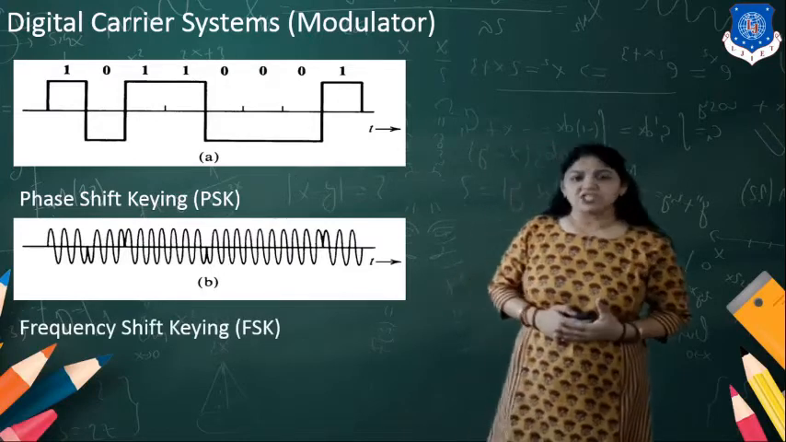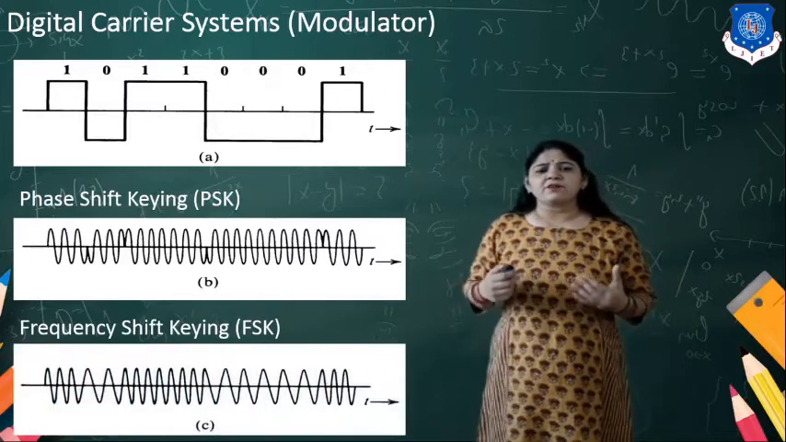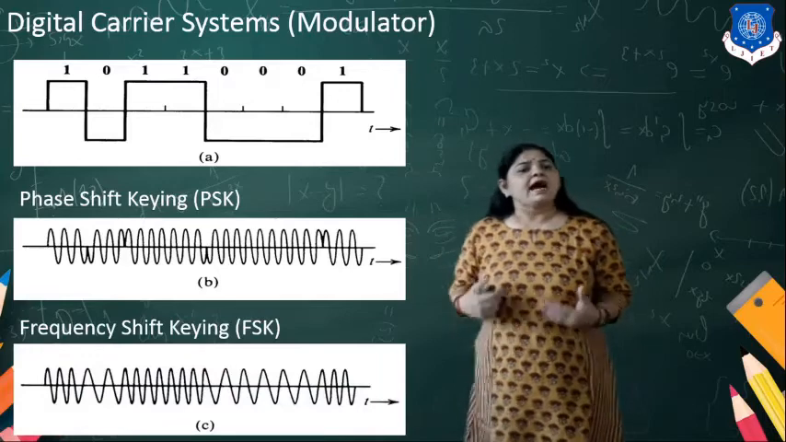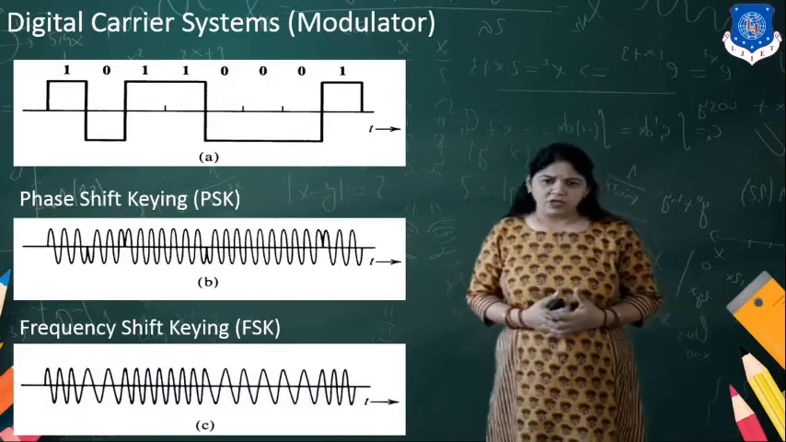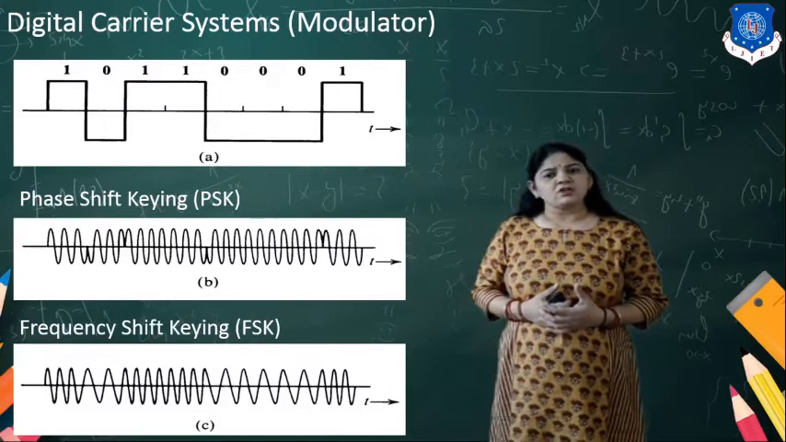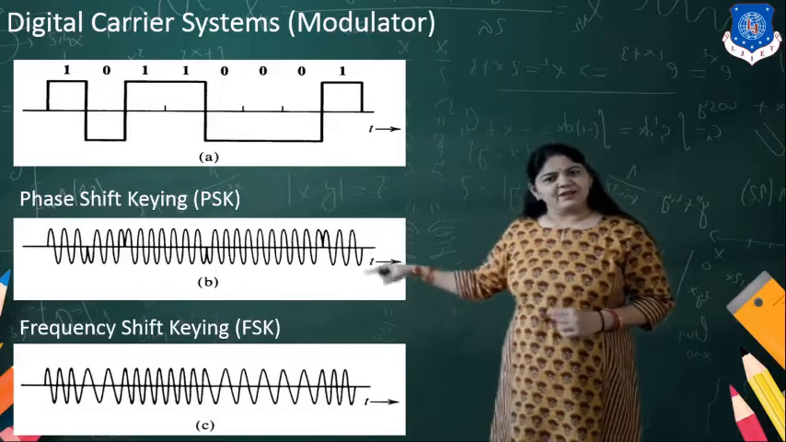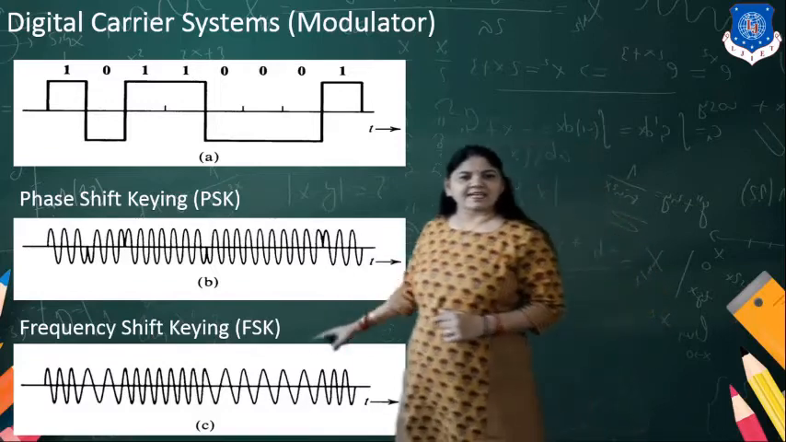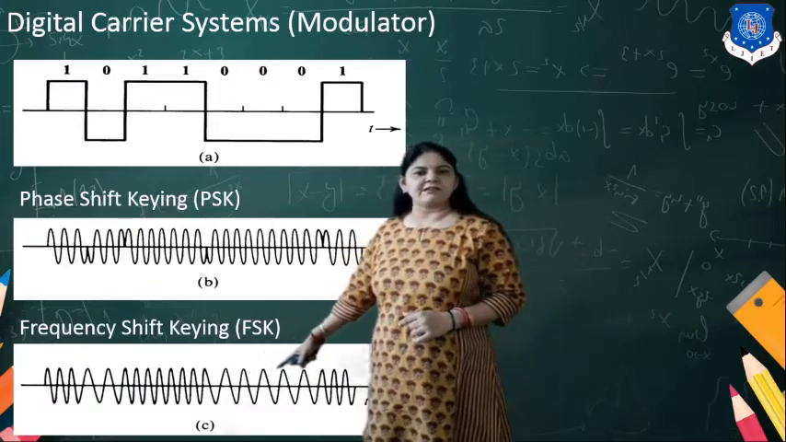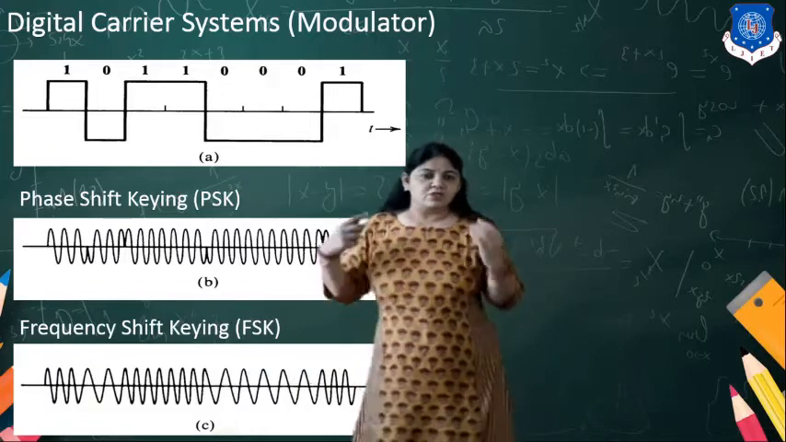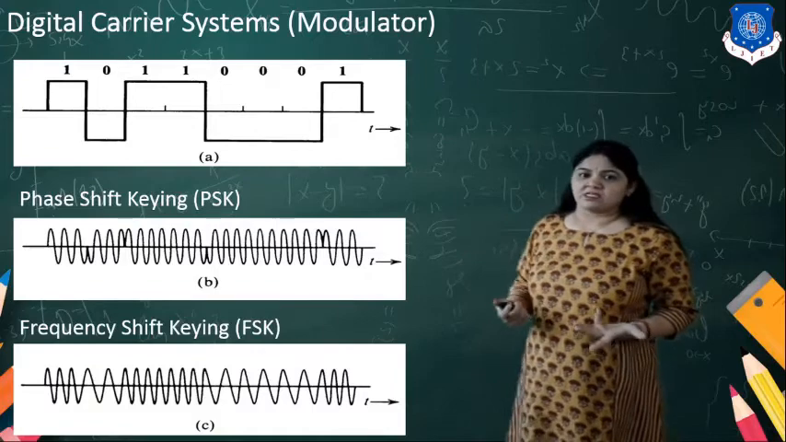FSK, frequency shift keying. What could be the rule for this? We select the high frequency for 1 and the low frequency for 0. So you can see that for the 1, the frequency selected is different, and for the 0, the frequency we have selected is different. So this way the data can differ by its frequency.